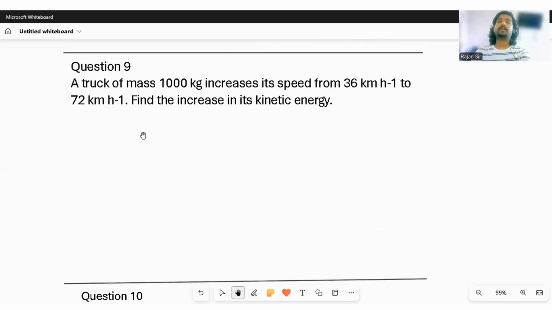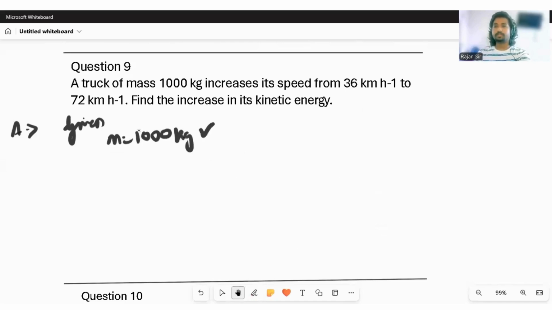A truck of mass 1,000 kg increases its speed from 36 km per hour to 72 km per hour. Find the increase in its kinetic energy. So now they have asked about increase. So let's write the given part. Whenever there's an increase, decrease, or compare, we have subscript 1 and 2. So let's understand, the mass remains the same, 1,000. Again, the SI unit is checked. It is in kg, no problem.